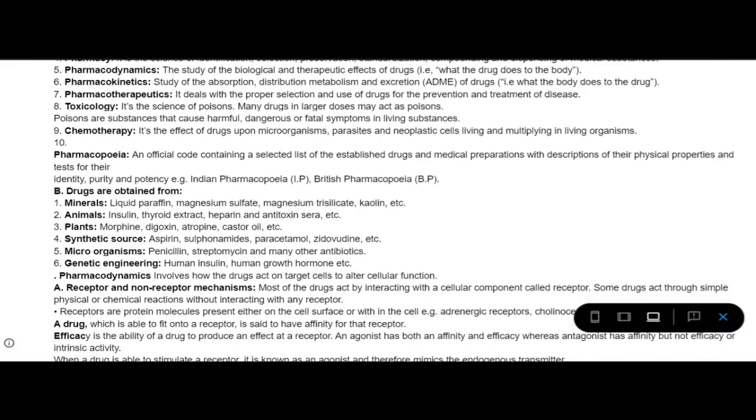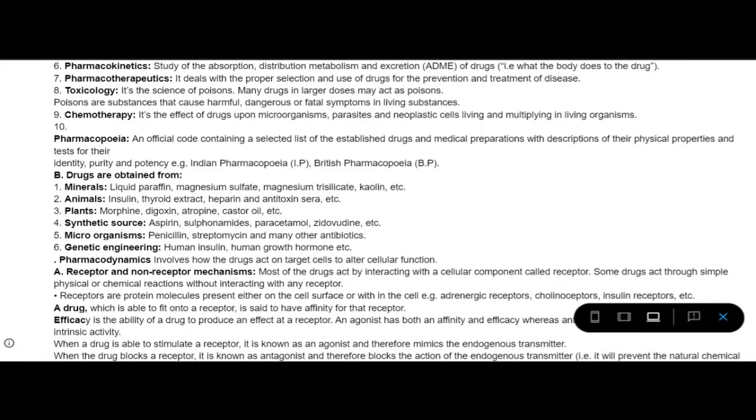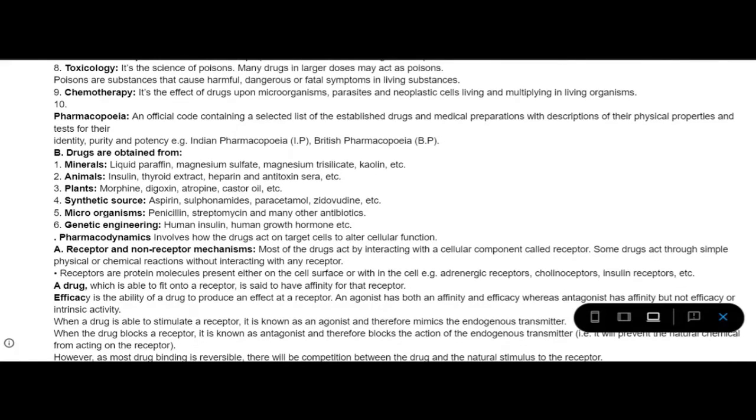We have pharmacopoeia. This is an official code containing a selected list of the established drugs and medical preparations with descriptions of their physical properties and tests for their identity, purity, and potency. E.g., Indian pharmacopoeia, British pharmacopoeia.